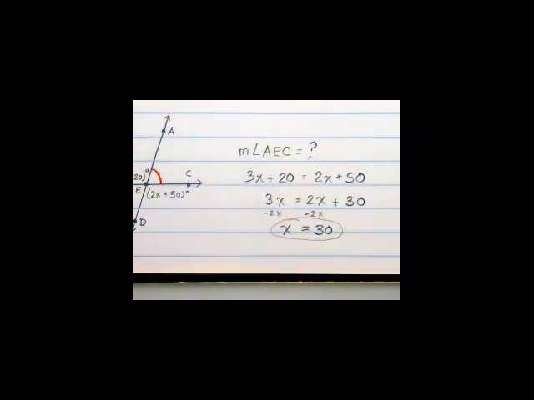Okay. So now you have to work back into the picture. If x is 30, what can I figure out then? Somebody else who has not spoken yet. What can I do now that I know x is equal to 30?